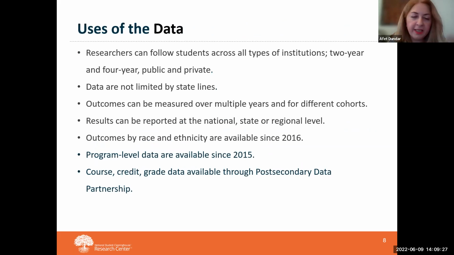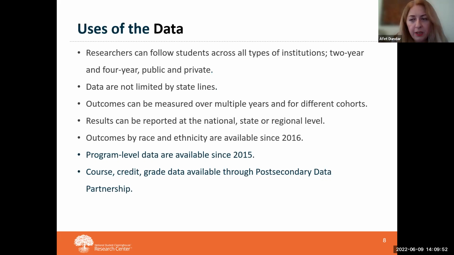How we use the data, I said FERPA compliant, which means I'm focusing here more on how we use the data to produce aggregate results. And of course, data submitters also receive data from us. Researchers can follow students, learners across all types of institutions. As I mentioned, it's not limited by state lines.